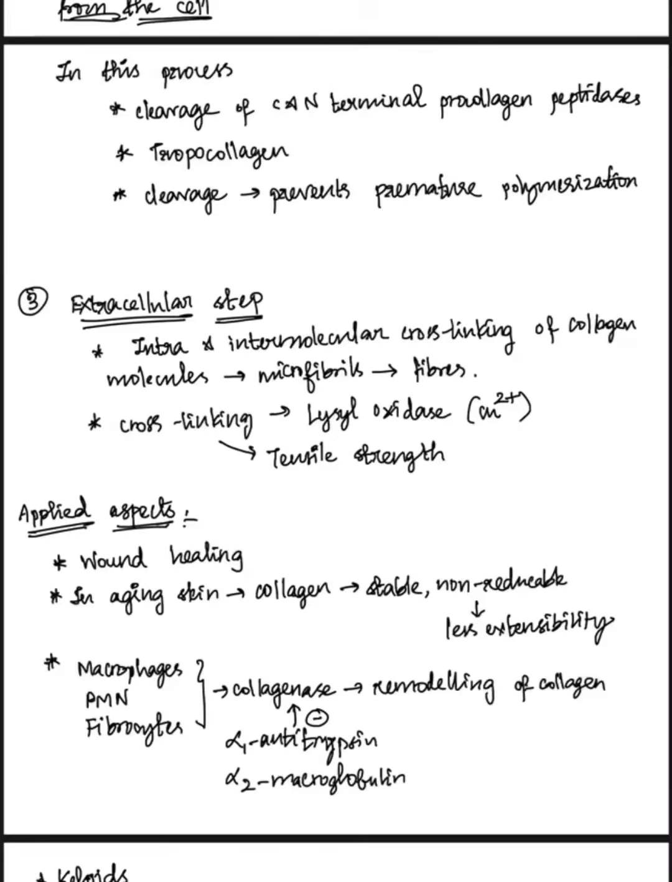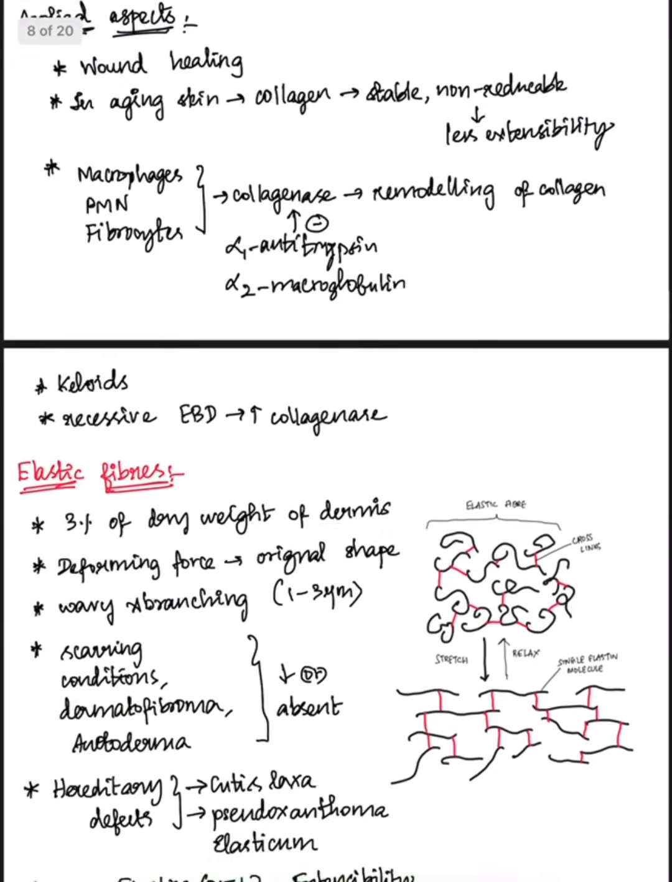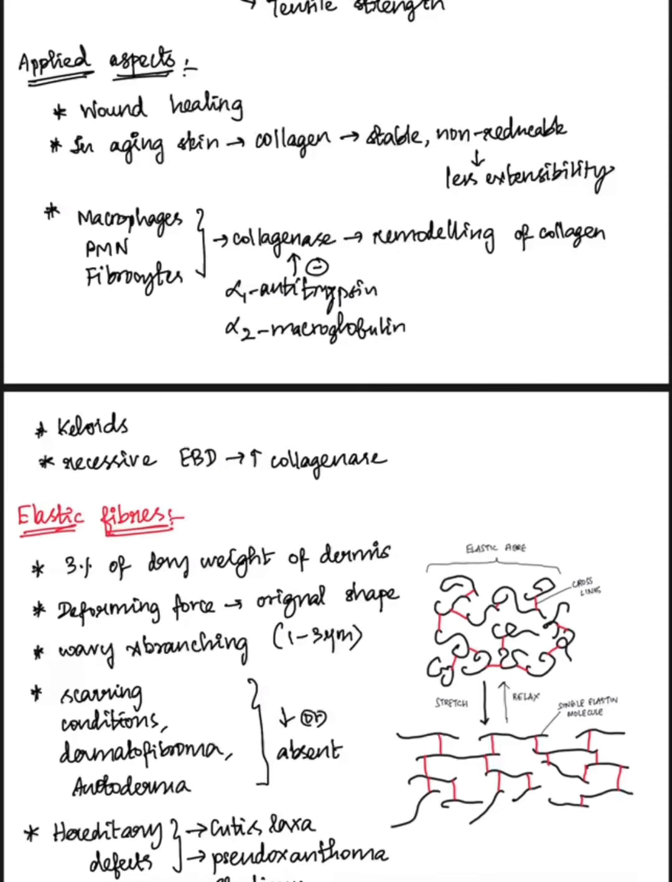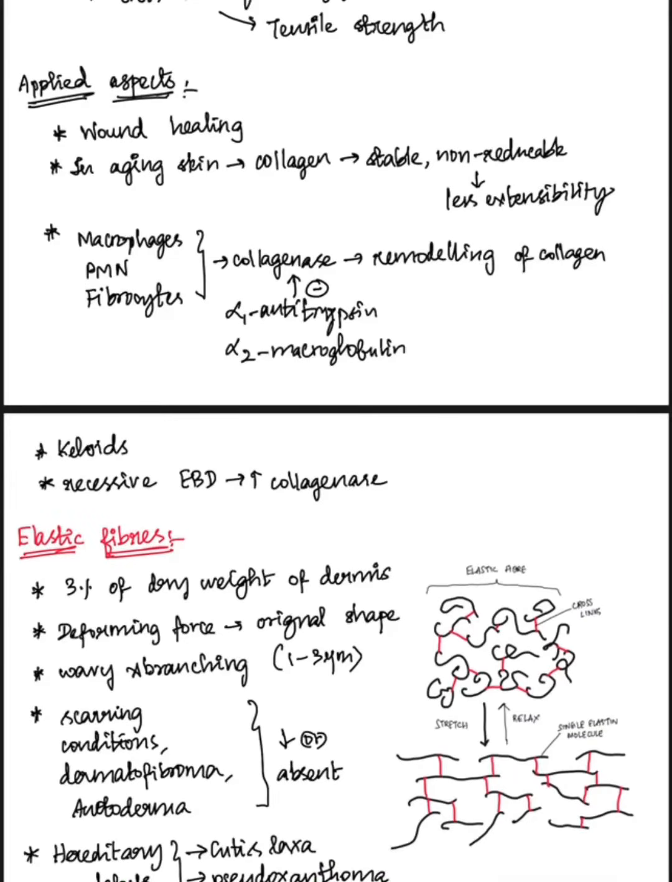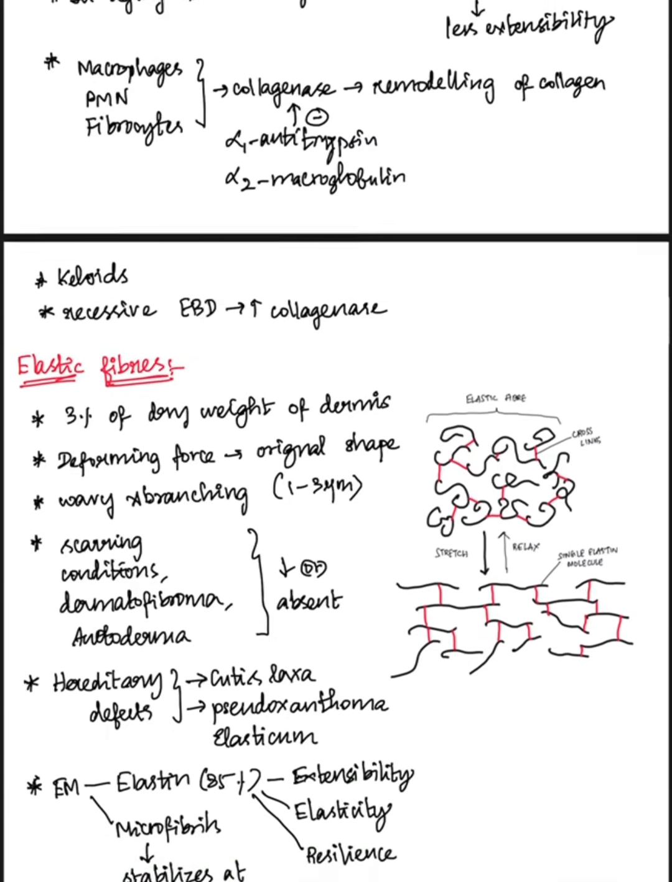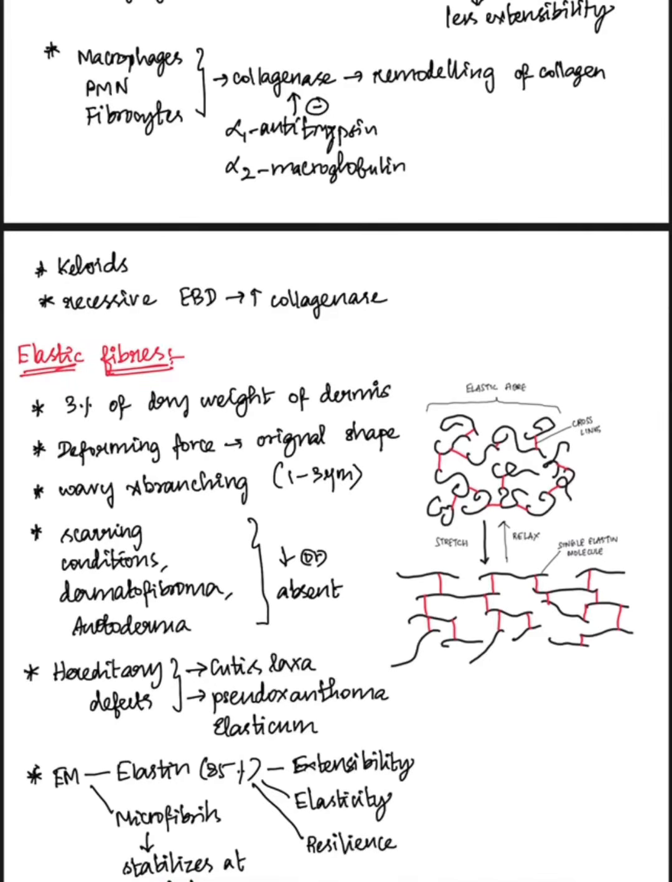So what are the applied aspects of this collagen? As we all know, it helps in wound healing, and in aging skin the collagen becomes non-reducible and more stable, which explains the reduced extensibility of the skin in old age. Macrophages, polymorphonuclear leukocytes, neutrophils and fibrocytes produce collagenase, which plays a role in the remodeling of collagen. Alpha-1 antitrypsin and alpha-2 macroglobulin are physiological inhibitors of this collagenase. And in keloids and recessive dystrophic epidermolysis bullosa, there is an increased amount of collagenase, which explains the blister formation at the upper dermis in this condition.